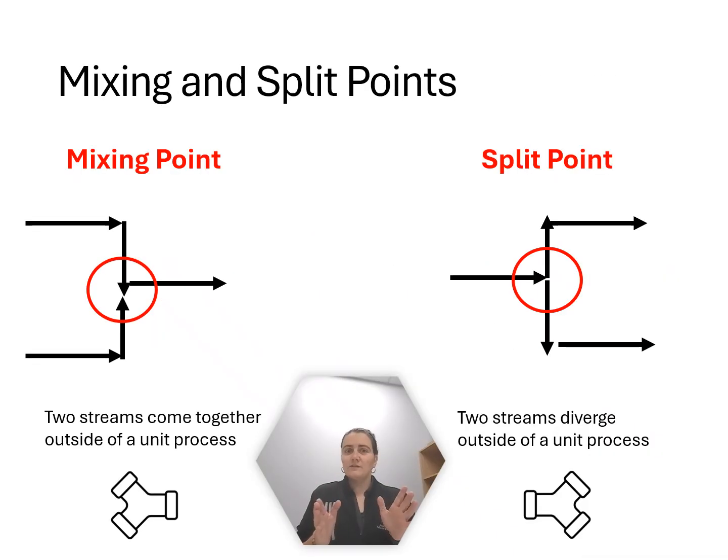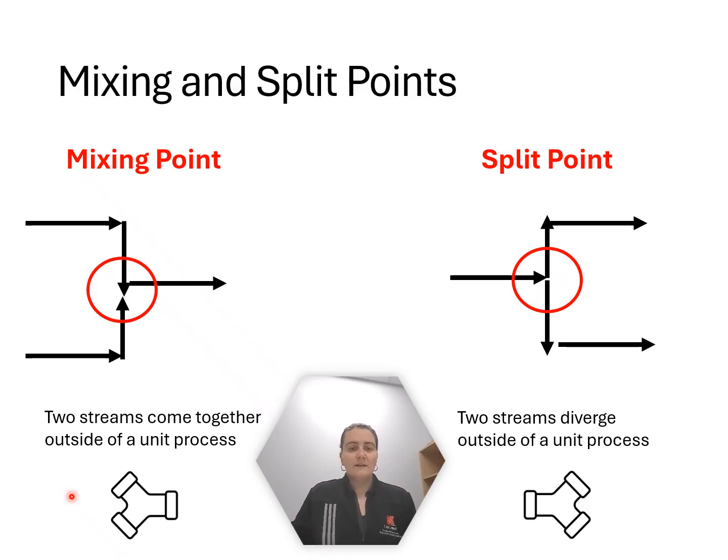Before we dive into drawing those boundaries, I want to introduce two new concepts, and these are mixing points and split points. A mixing point is where two streams are coming together, and that's what's on the left side of the slide. Two streams are coming together, and that's happening outside of a unit process. So it's not happening inside of a box. It's just two pipes, basically, in the real world. I have what's called a Y pipe here on the bottom of the screen. Grab my laser pointer. There it is. It basically is two streams coming in and one stream coming out.